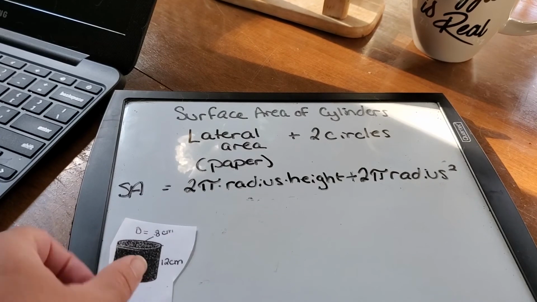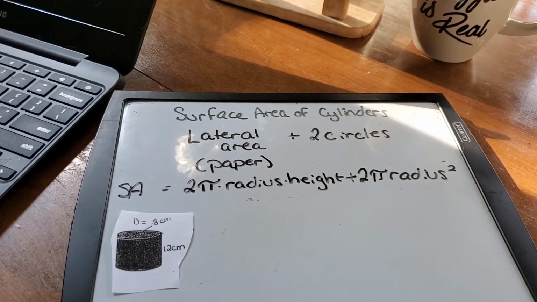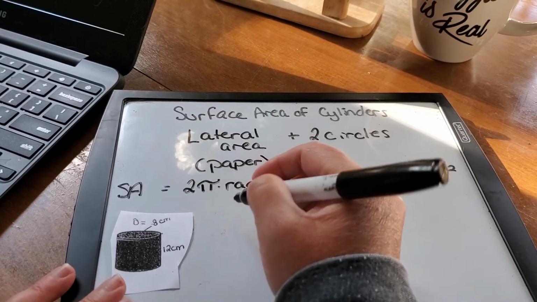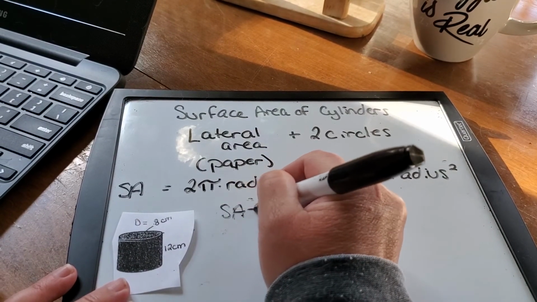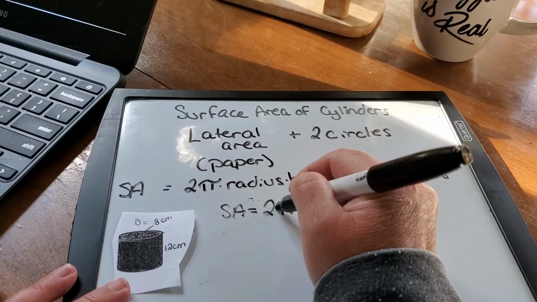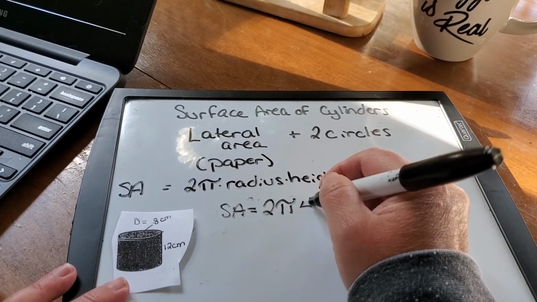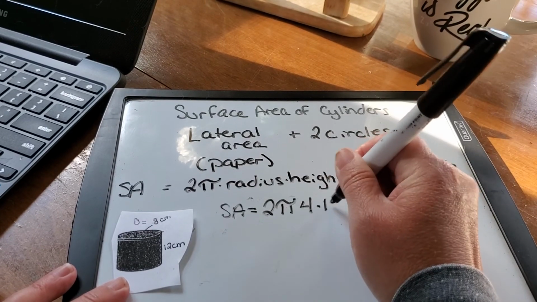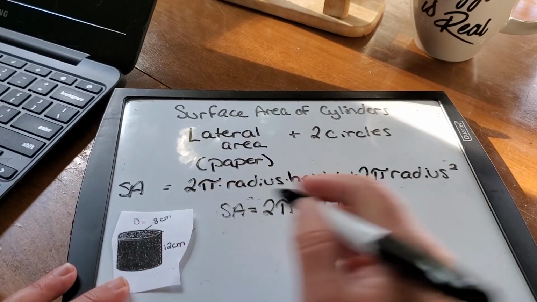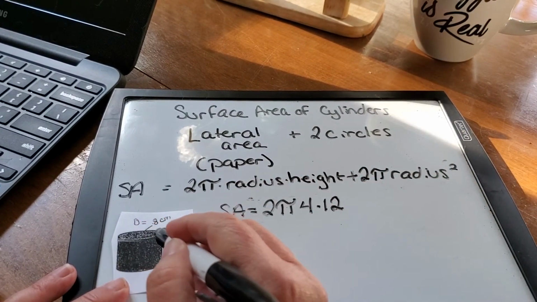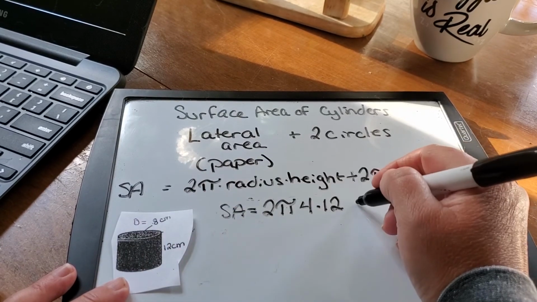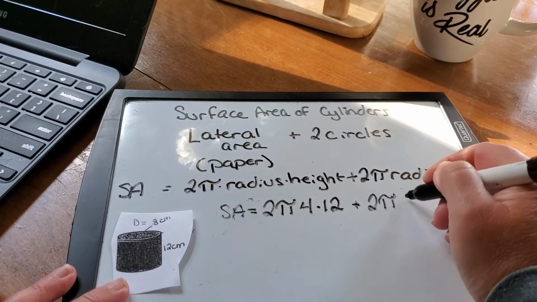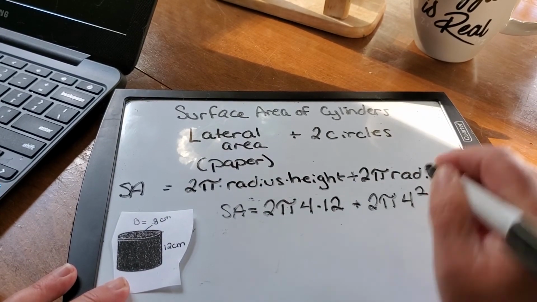Okay, so here's another cylinder. This time the diameter is 8 and the height is 12. So if I'm going to use this formula, I'm going to do 2 times pi times the radius, which is 4, times the height, which is 12. Don't forget to cut the diameter in half for the radius. The diameter goes all the way across. The radius only goes halfway across. Plus 2 times pi times the radius, which is 4, squared.